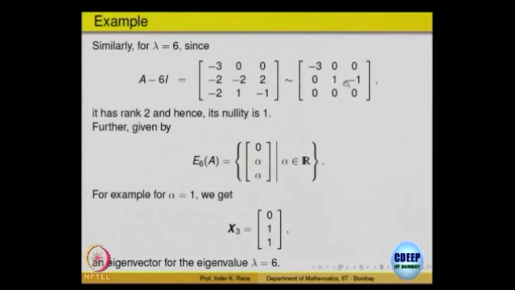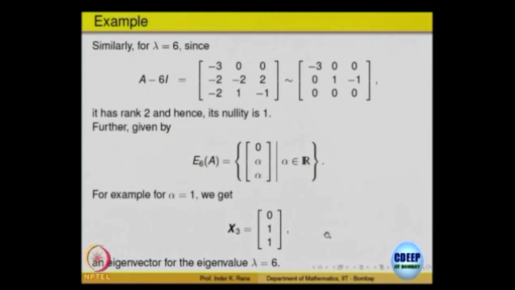Is it clear? x2 minus x3 is 0. So x2 is equal to x3, right? So you put the value equal to alpha, you get x2 equal to alpha. So you can take any alpha you like, right? This is a span. It is one dimensional, so any non-zero vector will span. So let us take alpha equal to 1. So (0, 1, 1) is an eigenvector for the eigenvalue lambda equal to 6, right.